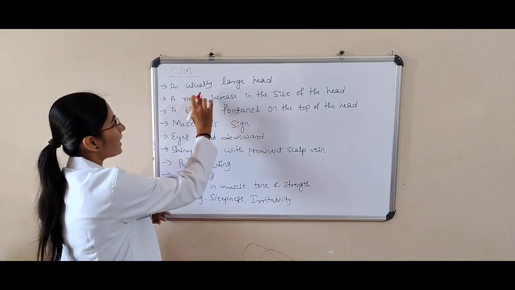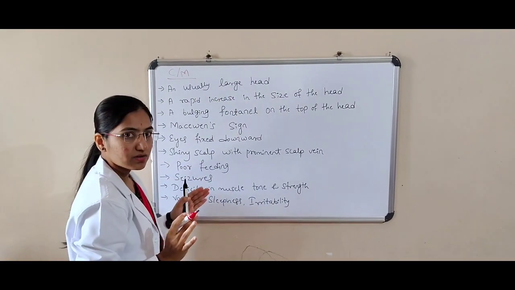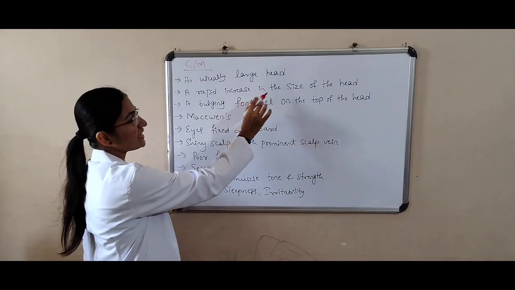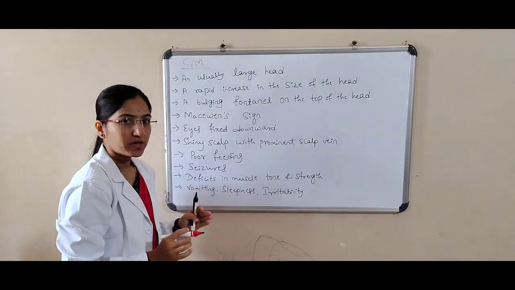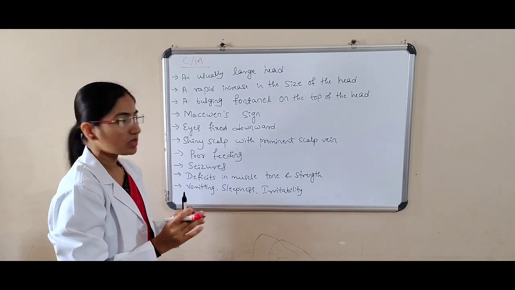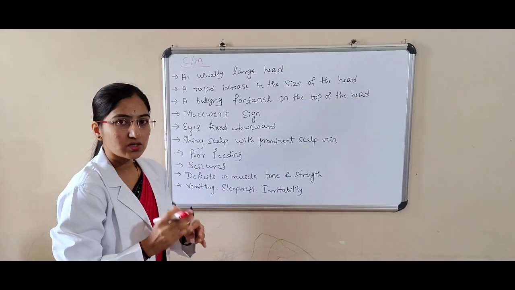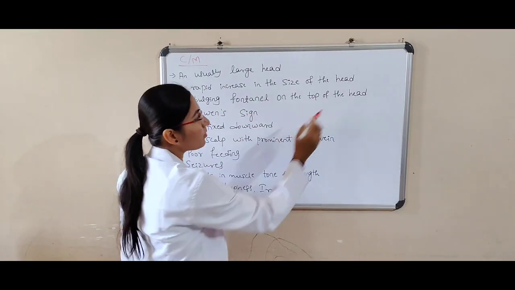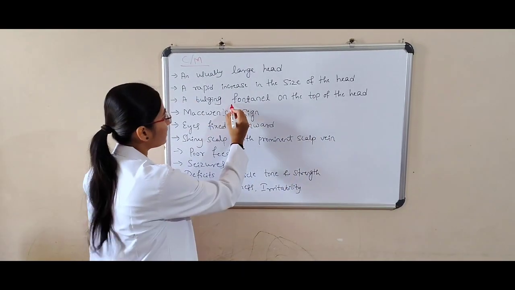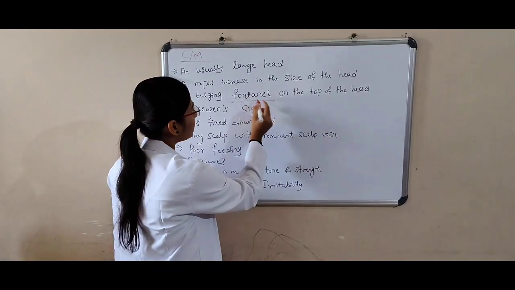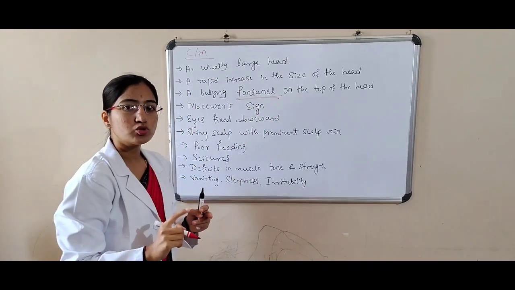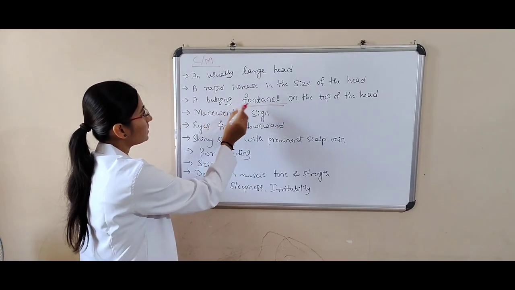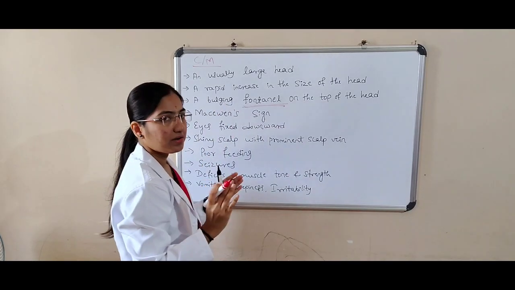First and foremost, usually a large head will be present, and then a rapid increase in the size of the head. Rapid means a continuous increase in the size of the head, and then a bulging fontanelle on the top of the head. Fontanelle means where two or more sutures meet. That is fontanelle. Here the fontanelle will be swelling.